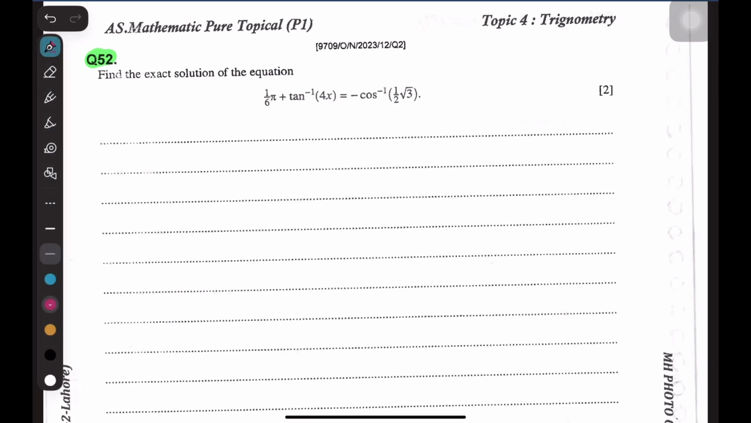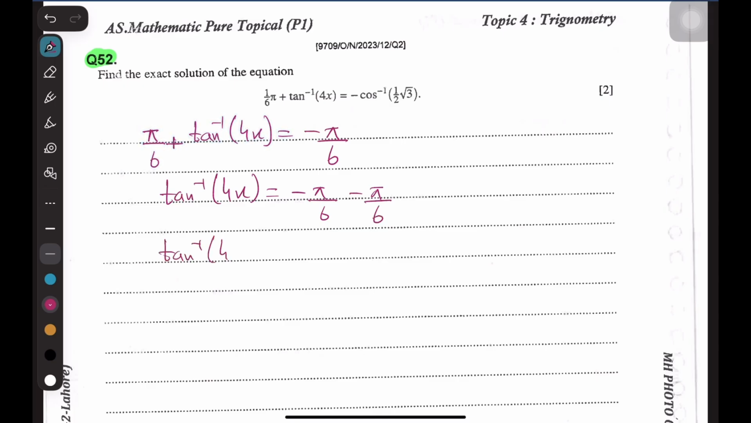So first thing we'll do is pi upon 6 we'll leave as it is. Tan inverse 4x also we'll leave as it is. For negative cos inverse half root 3, we'll find the value. So cos inverse root 3 upon 2 is equal to pi by 6. So this is equal to negative pi by 6. If we shift the pi by 6 from the left to the right, we'll have tan inverse 4x equals negative pi by 6, negative pi by 6. So tan inverse 4x equals negative pi by 3.